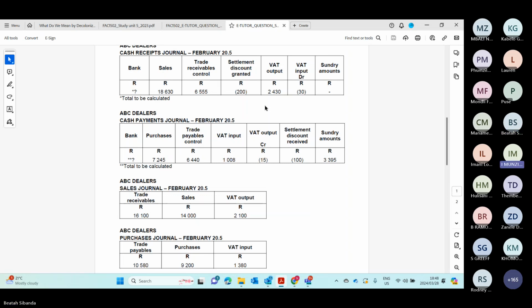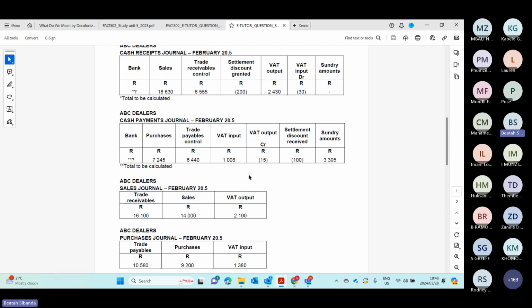Thank you, I understand. So in this situation, the VAT output, do we add all these numbers, then calculate the VAT output, or how do we do it? Sorry, I'm just going back because I got into this lesson late.